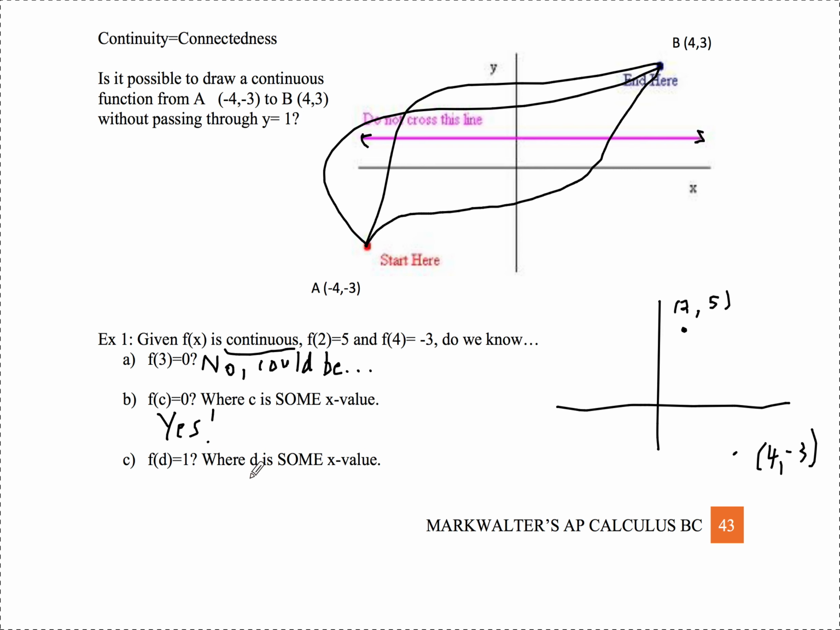How about f of d equals 1, where d is some x value? Well, that also has to be true, right? Because if the y value starts at 5 and the output value ends at -3 and the function is continuous, do I have to pass through a y value of 1? Yes, to go from 5 to -3 continuously, we have to cross 1. Again, we don't know what that function would look like. It could go up and then down and then back up. It could go straight there. It could do lots of things to get there.